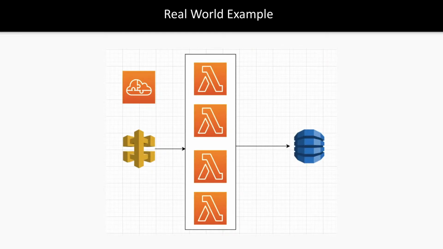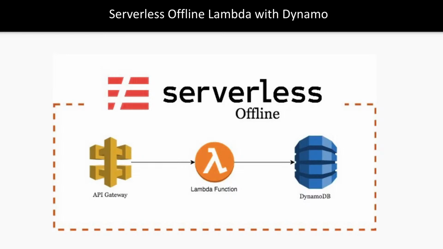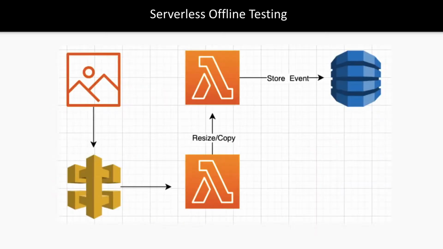Okay, then we will talk about these real world examples, like creating simple REST APIs, which will involve Node.js, DynamoDB table, API Gateway, Lambda using serverless, and IAM and CloudFormation resources. We will also talk about serverless offline, where you are writing a Lambda and should be able to test it offline on your local system with DynamoDB. Then serverless offline testing with another scenario where you are uploading an image. There will be a Lambda which will resize it, and then we will put it to S3, and there will be another Lambda which will log the event that this particular image has been resized.